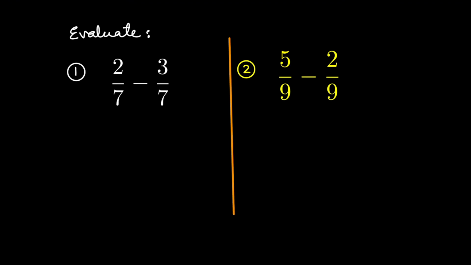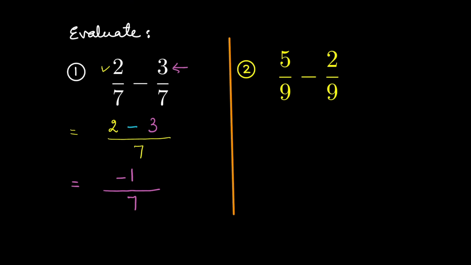Now starting with example 1. It is 2 over 7 minus 3 over 7. When we have the same denominators, the first step is to write the same denominator here. Never try to subtract the denominator. Now what is the first numerator? It is 2. Then what is the sign after that? It's minus. What is the second numerator? It is 3. So what is 2 minus 3? It's minus 1. And what is the denominator? 7. So this will be the answer.